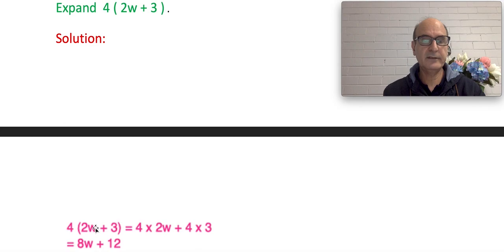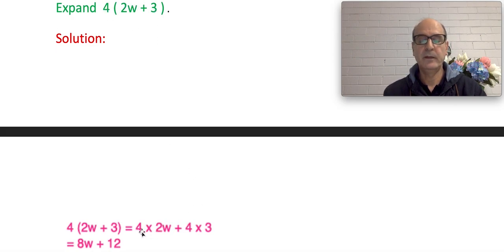Let's look at another example. 4 bracket 2w plus 3 close bracket. So again, 4 is going to be times by 2w, and 4 is going to be times by 3, and then you're going to have plus here. Okay, so exactly the same way we did before. The only difference here, I don't have just a pronumeral on itself. I've got also a coefficient. It doesn't matter. You times 4 by this as a whole, and then 4 by 3, and then you add them.